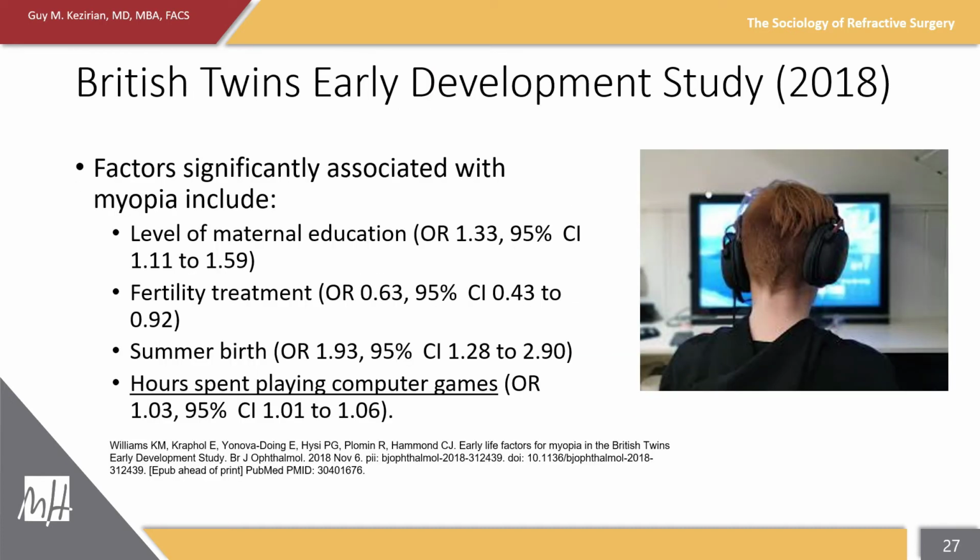The British did a study. The Twins Early Development Study was published in 2018, and it showed that there are several factors associated with the incidence of myopia. Maternal education: higher educated, more myopia. Fertility treatment seemed to be associated, but that might be confounding based on education and socioeconomic status. Summer births, interestingly, seem to have a higher correlation with myopia. And interestingly, the hours spent playing computer games did not seem to affect myopia, and that was somewhat confounding with the other studies that have been done. The odds ratio was only 1.03.